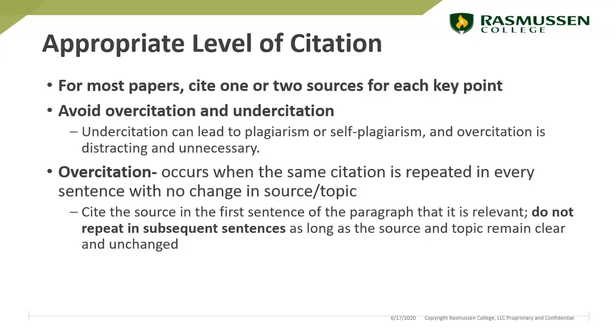The 7th edition has also clarified some requirements around the appropriate level of citation within student papers. Typically, you should cite 1 or 2 sources for each key point in your paper. You should try to avoid overcitation and undercitation. Undercitation can lead to plagiarism or self-plagiarism, and overcitation is distracting and unnecessary. Overcitation occurs when the same citation is repeated in every sentence with no change in source or topic. Cite the source in the first sentence of the paragraph that is relevant. Do not repeat in subsequent sentences as long as the source and topic remain clear and unchanged.